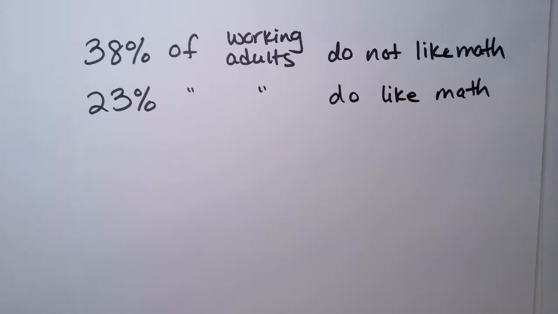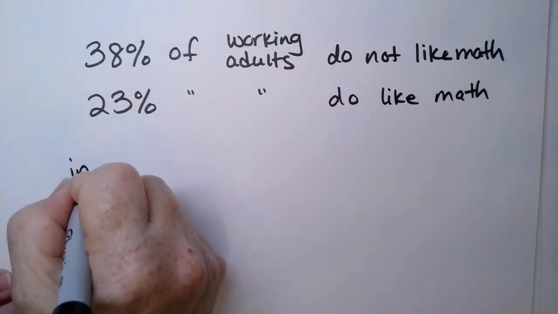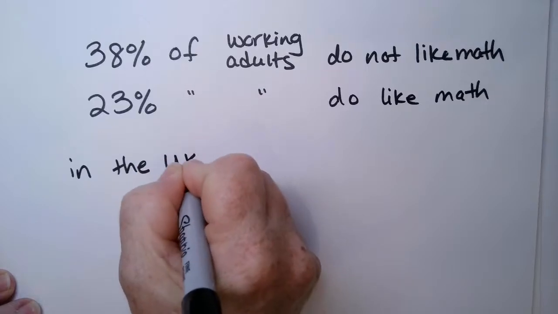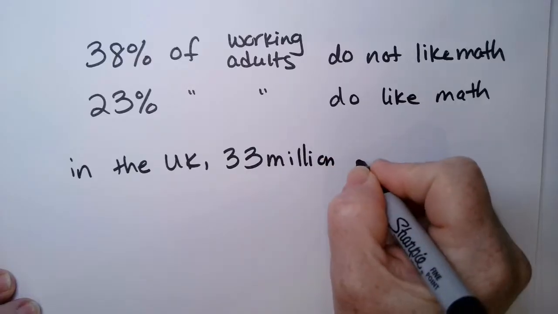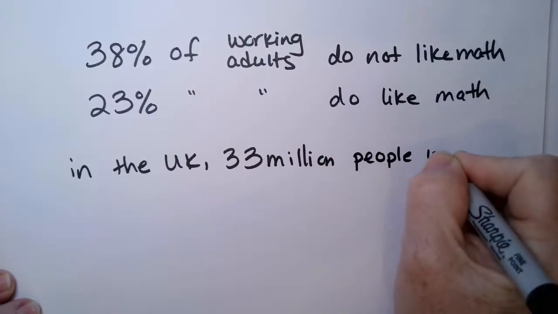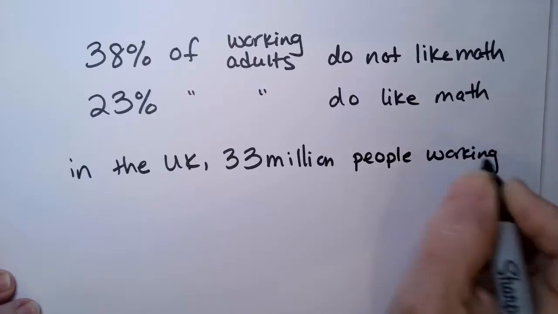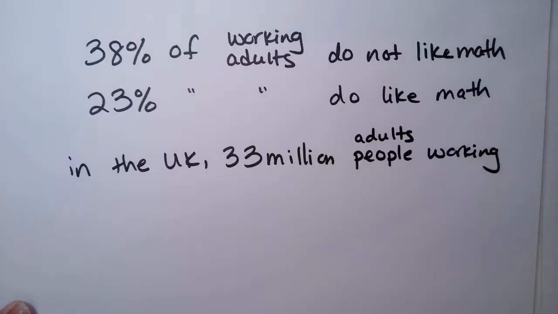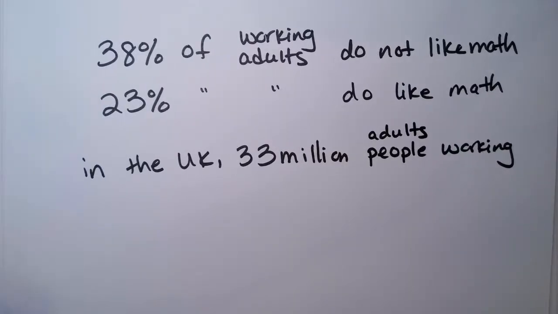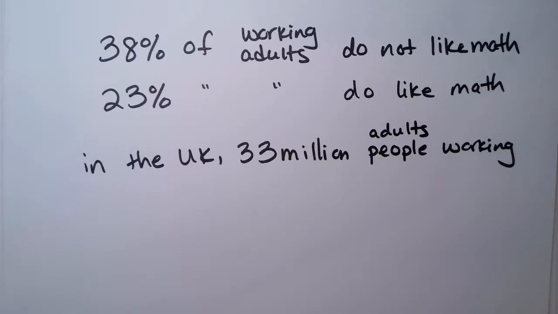All right. So in the UK, the United Kingdom, they have 33 million adults working. I should say adults to keep the language the same. 33 million adult people. Okay, you know what I mean. Okay. So how many actual people like math? Which numbers would you use? Yes, these are real numbers. So what numbers would you use?